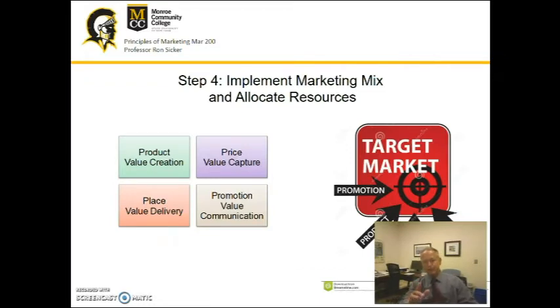With the STP model, what we're trying to do is understand our segment and understand our target. Once we do that, then we implement our marketing mix using value or value creation. First one, product. Generally speaking, we're trying to create value through quality. We're trying to create value through distinction.